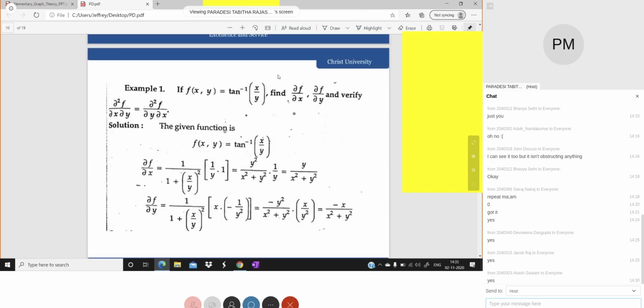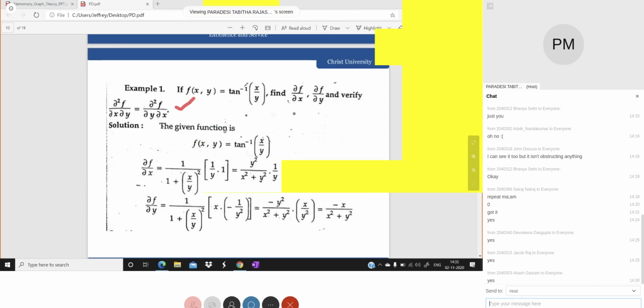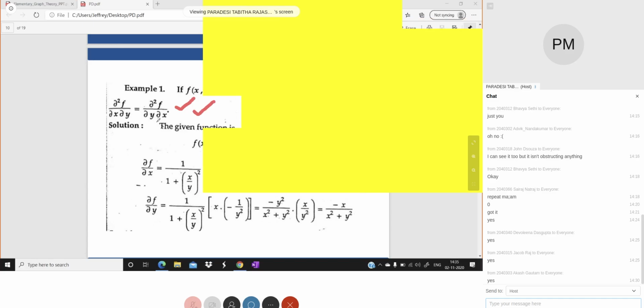Take the function tan inverse x by y and quickly find fxy and fyx and check whether they're equal. Hurry up. Find fx, fy and verify whether del square f by del x del y is the same as del square f by del y del x. Okay, let's start with the partial derivative of f with respect to x.